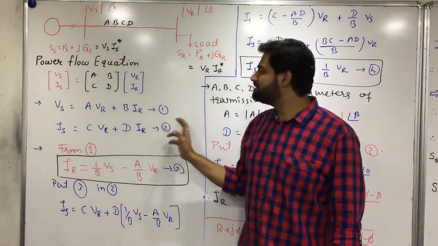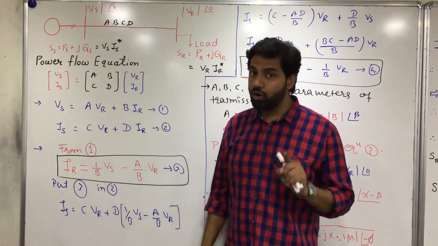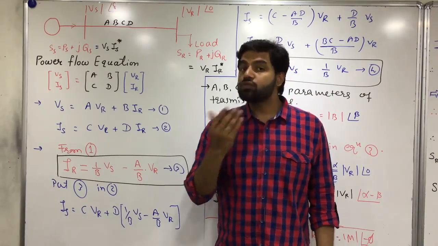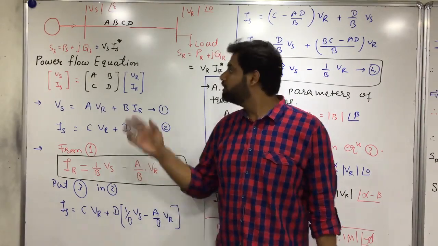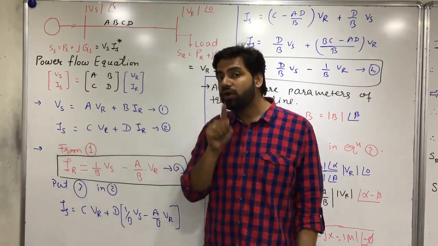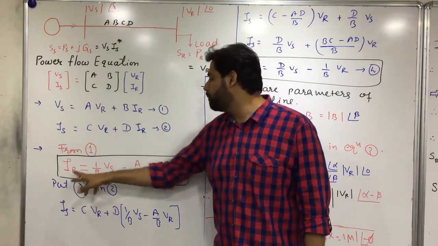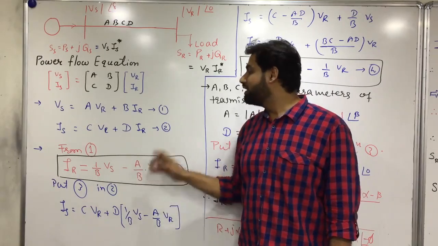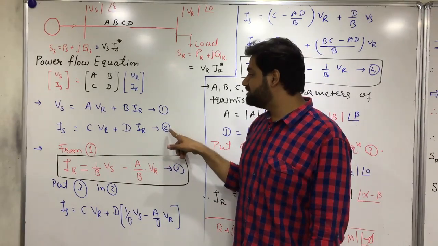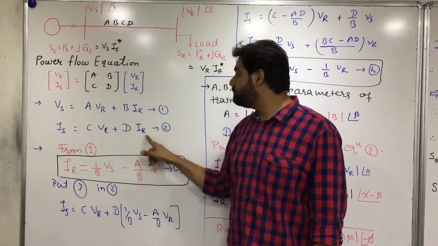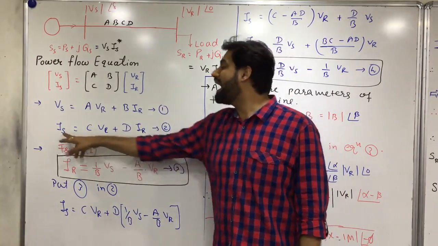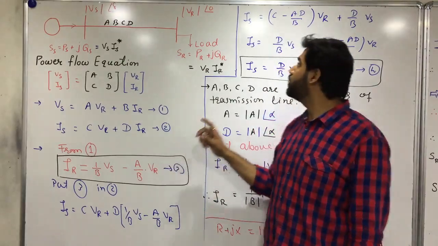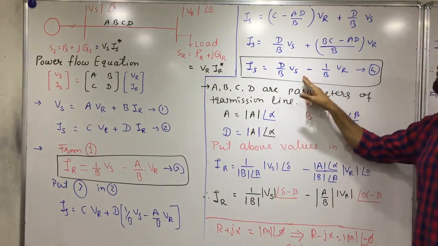Now, I want two terms: one is IR, one is IS. So I have to formulate those terms. I have IS with me, but I don't have IR. So I have formulated IR, which is in terms of VS and VR. Now I'll put this equation in the second equation, so that I replace this IR and also get IS in terms of VS and VR.